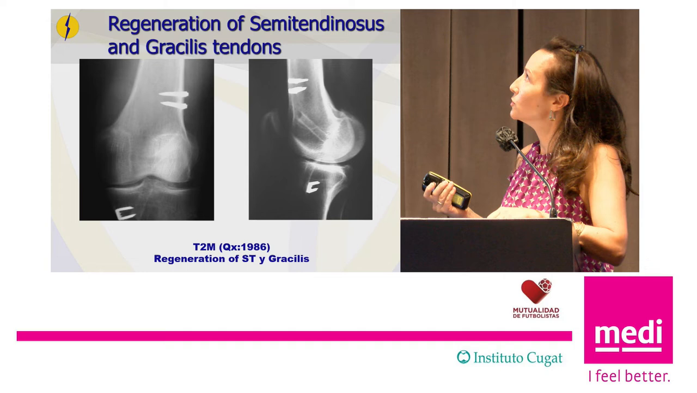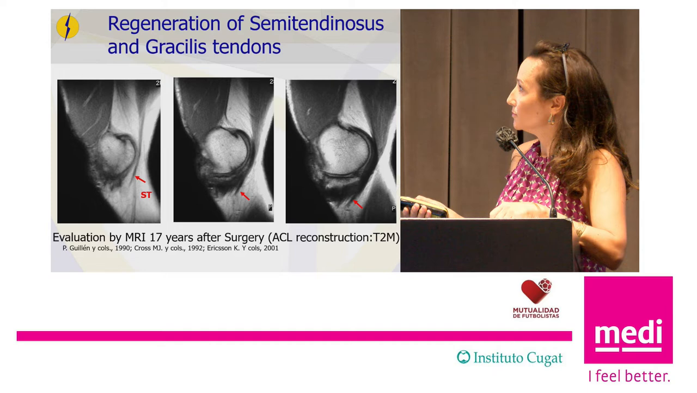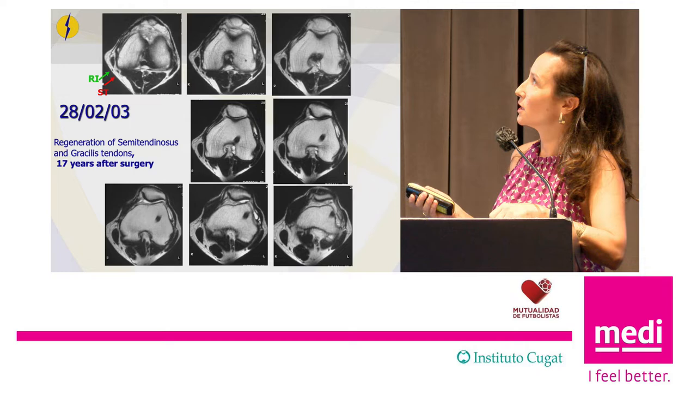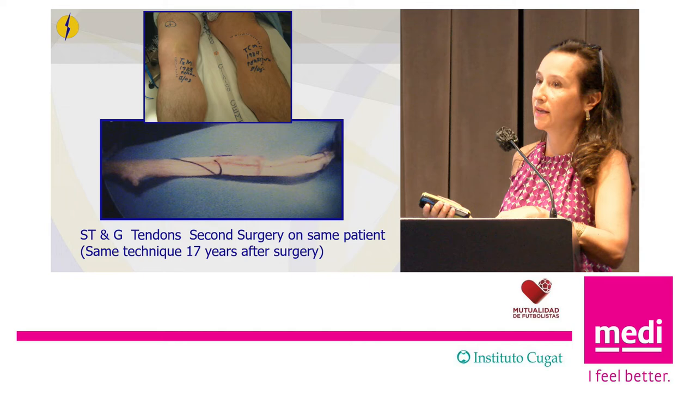And in 2003 he had a new lesion of the knee, and in the MRI in the sagittal, and in the axial cuts, you can see the semitendinosus and gracilis regenerated. So in this case, 17 years after the first surgery, we made the second one, and this was the graft that we got from the same hamstring.